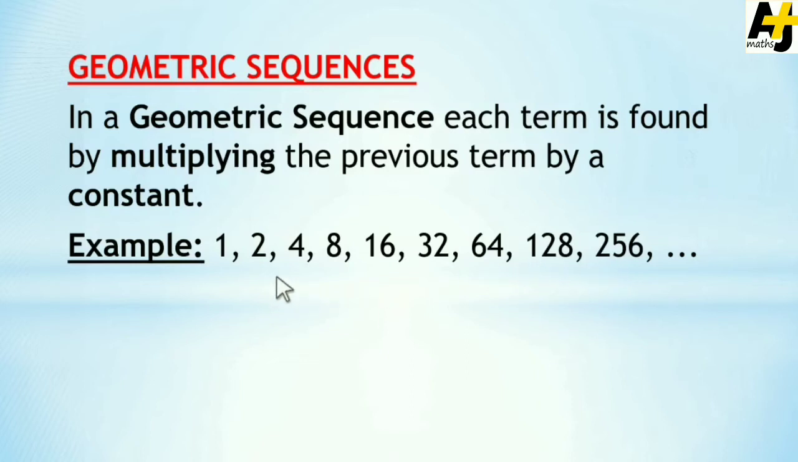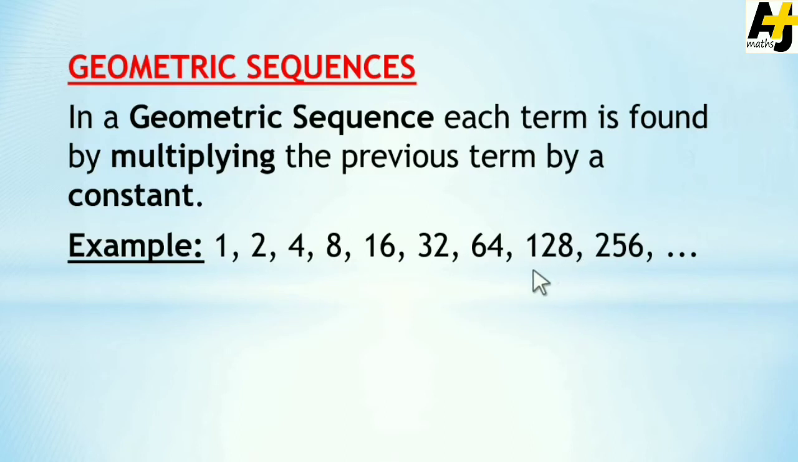Now look at this. This is a geometric sequence because if 1 is the first term, then 1 is multiplied by 2, we get 2. And 2 is multiplied by 2, we get 4. And 4 is multiplied by 2, we get 8. And 8 is multiplied by 2, we get 16. And similarly the process goes on.